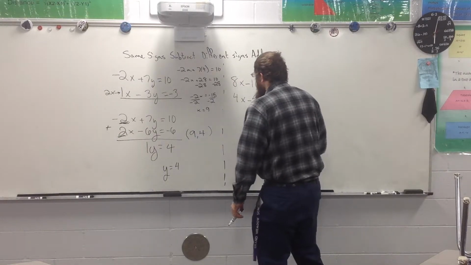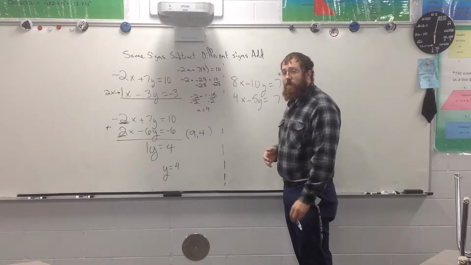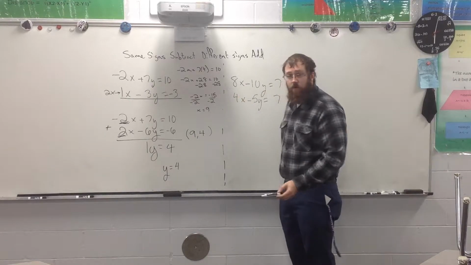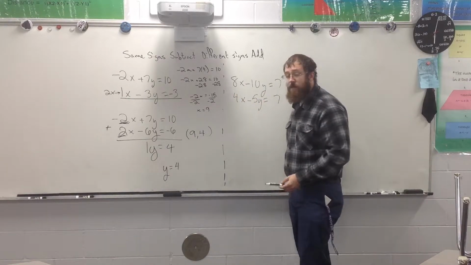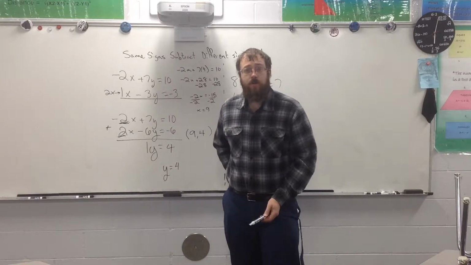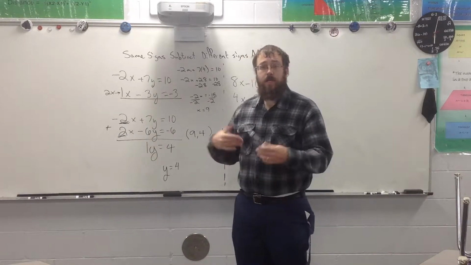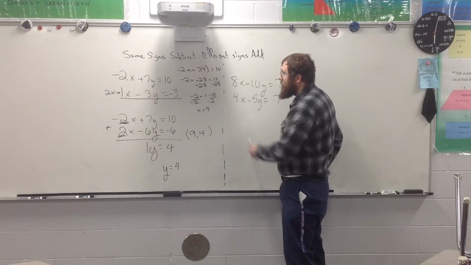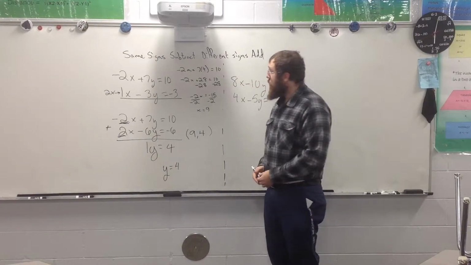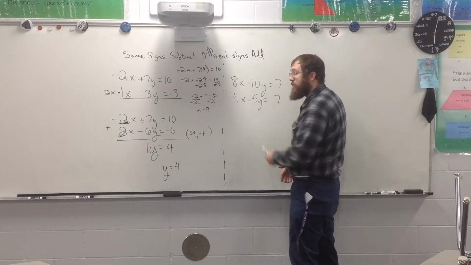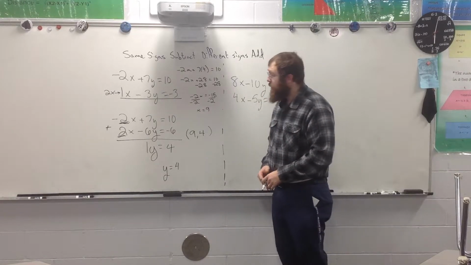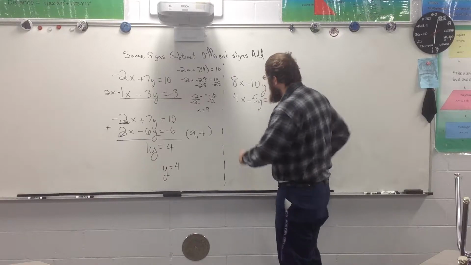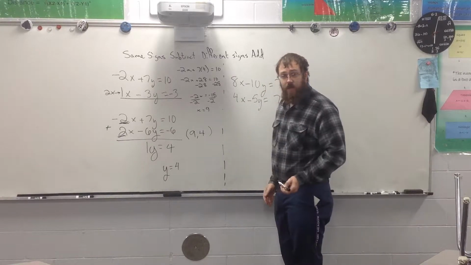So we look to see if we have our common coefficient, and our x coefficients are 8 and 4, and our y coefficients are 10 and 5. So we do not have a common coefficient here. So we're going to need to get a common coefficient. The common coefficient between 8 and 4 would be 8. The common coefficient between 10 and 5 would be 10.